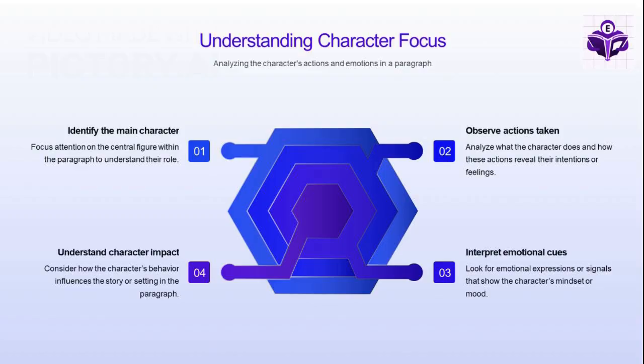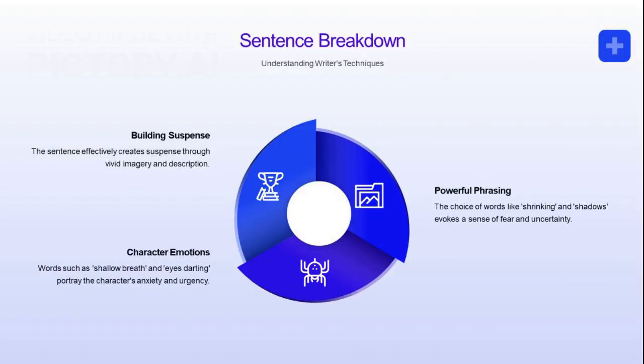Here's an example. Let's say the sentence is, "shrinking into the shadows, her breath shallow and eyes darting." Start by figuring out what's going on. She's clearly hiding. She's afraid. She's looking around nervously. Now, look at the choices. Words like shrinking, shadows, shallow, and darting all build a sense of tension. Think about the meaning. Shrinking means making yourself smaller, but it also suggests weakness or fear.